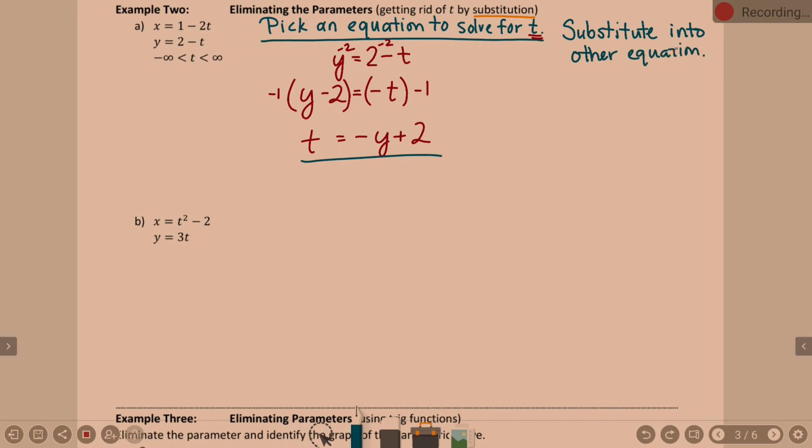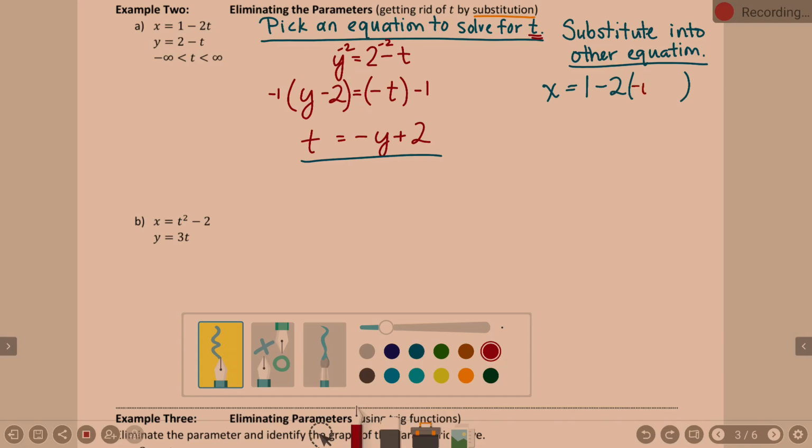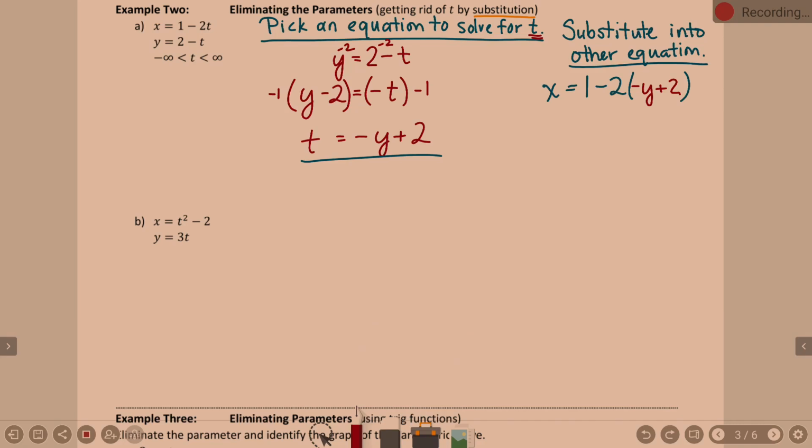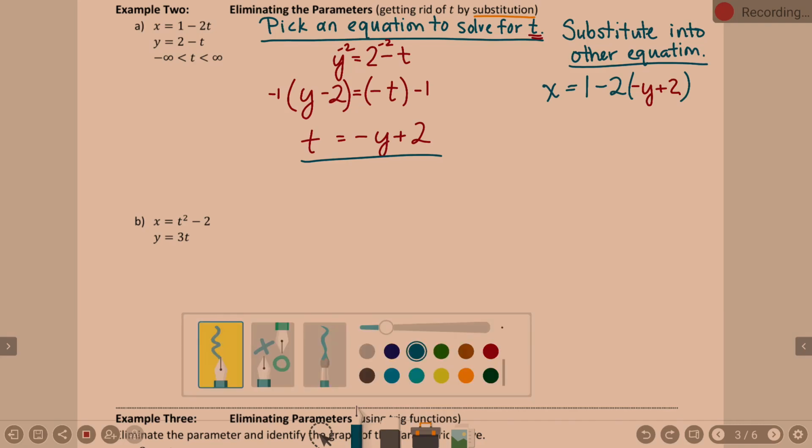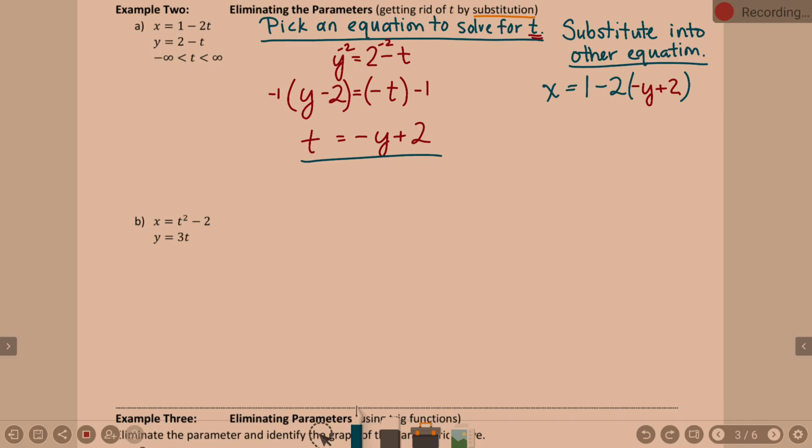Okay, so my other equation is the x equation, right? So x equals 1 minus 2t. What's t? Negative y plus 2. Your job from here is to just clean it up into something that you recognize. Clean it up to the point where you can tell me what this is the graph of.